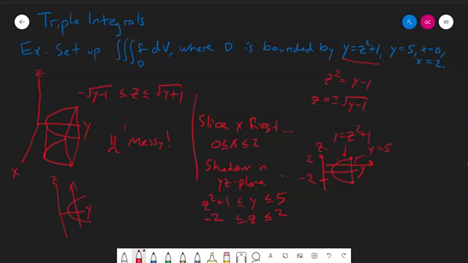And so slicing things this way, you end up with the integral from -2 to 2 of the integral from z squared plus 1 to 5 of the integral from 0 to 2 of your function. And now it's dx, dy, dz. Remember again that the inside differential goes with the inside integral and so on. So the upshot of all of this is that when you're setting up a triple integral, it's worth spending a little bit of time trying to think about if there's a better way of setting up the integral rather than z first.